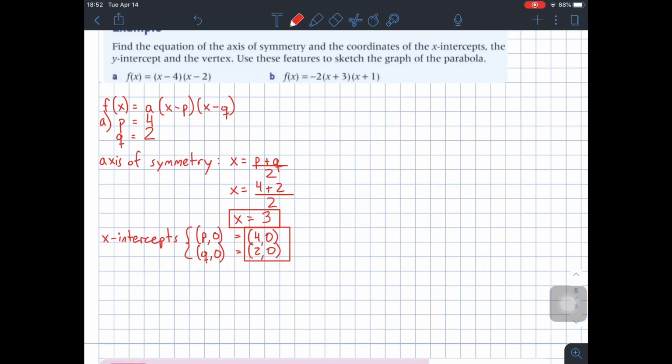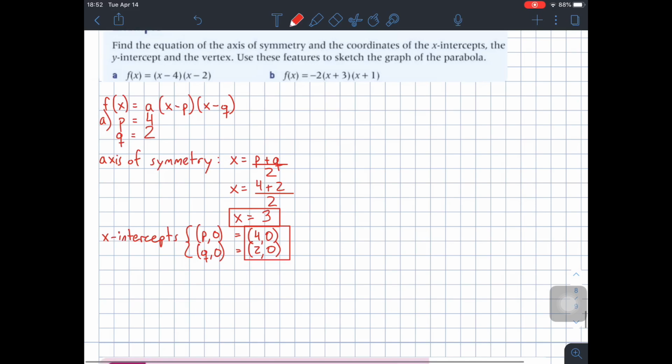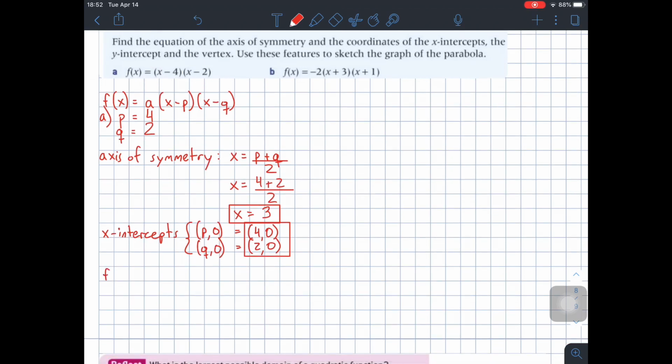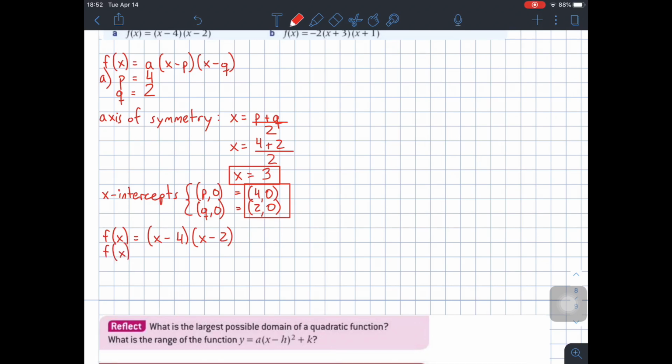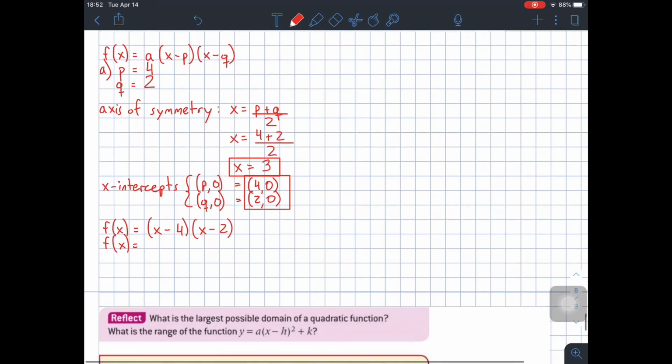Then we want to find the y-intercept. How can we calculate the y-intercept when we're given this form of the quadratic function? To find the y-intercept, we would have to distribute or expand this equation. So we would have to do the distributive property or FOIL method in order to pass this to the general form of the quadratic function, and then we will be able to identify the y-intercept.